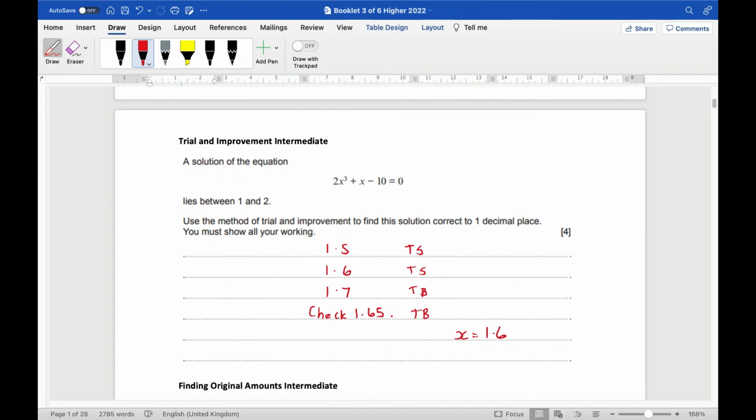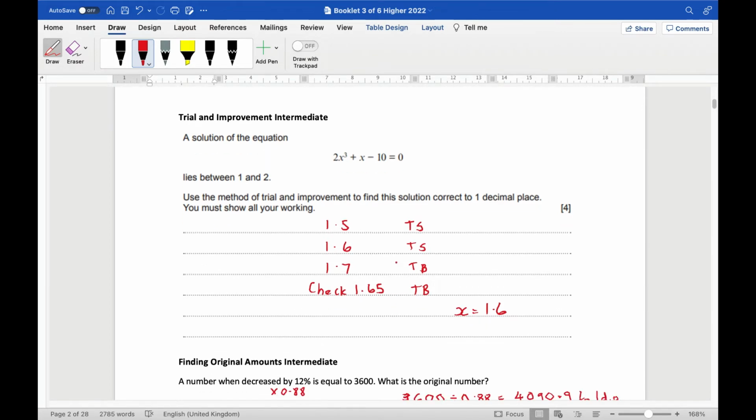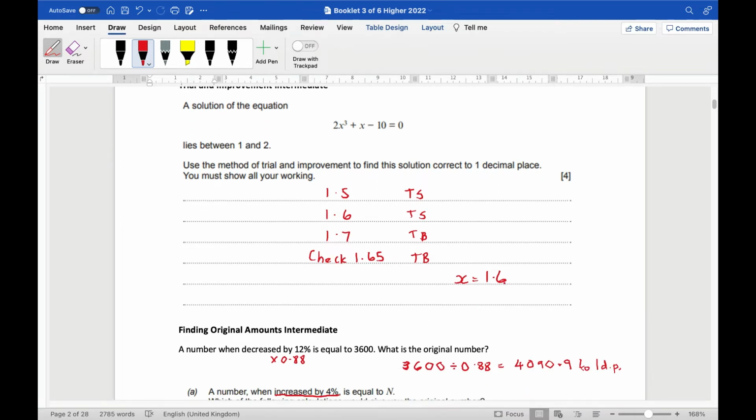This is a question that was in booklet 1, a trial and improvement. Look at it, recognise what a trial and improvement question would look like, okay? What we've got here, when I tried 1.5, you will have to do workings, it was too small. So I went up to 1.6, still too small. So I went up to 1.7 and the answer was too big. So the answer was between 1.6 and 1.7. Therefore I checked 1.65, which was in the middle. That was too big. Therefore the answer is smaller than that check. So it's 1.6.